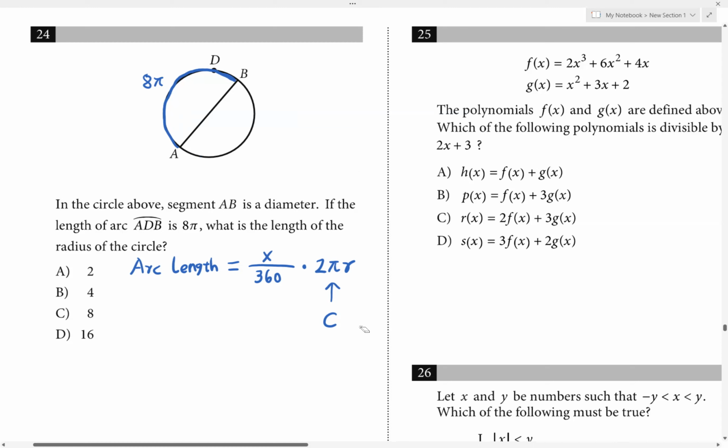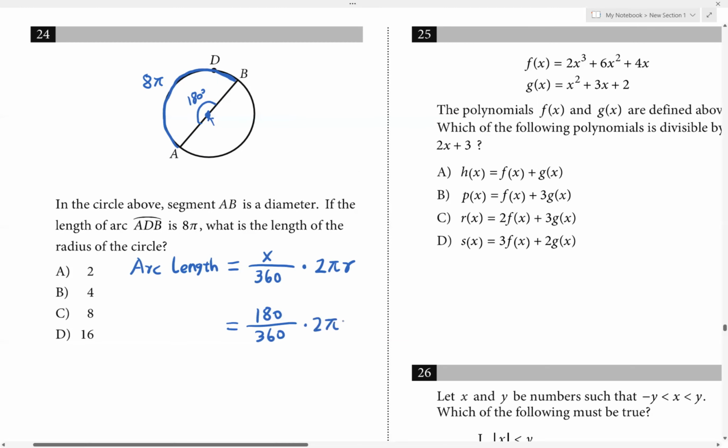So for this question, they didn't tell us an angle measure, but we could figure it out. You see the arc is actually like a semicircle. It's half of a circle because AB is a diameter. So this angle here, which is centered, should be 180 degrees, which means the arc here should also be the same, half a circle, 180 degrees. So if we're plugging into this formula, x should be 180. 180 over 360 is 1/2, that's 1/2 of the whole circle.